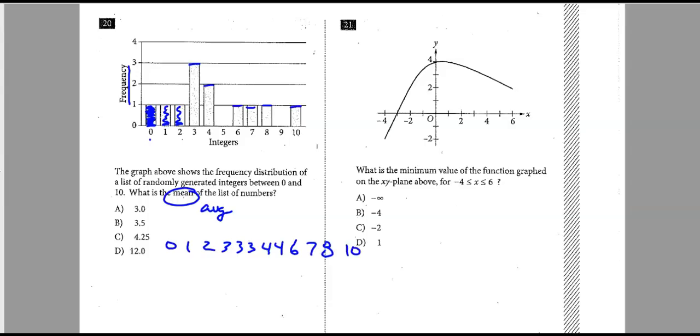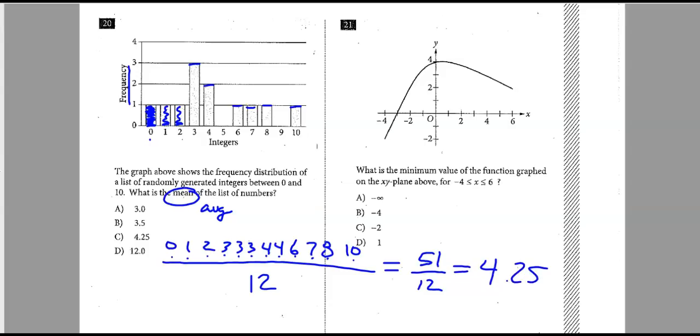10 occurred once. So now we got to figure out how many numbers to divide by. Well, that was 1, 2, 3, 4, 5, 6, 7, 8, 9, 10, 11, 12 numbers. So we add these guys up. 3, 6, 9, 12. So it looks like 51, hopefully, divided by 12, which would be 4 in a little bit. So C looks like the right answer. That'd be 4 3/12, which is 0.25. So the correct answer there is C.